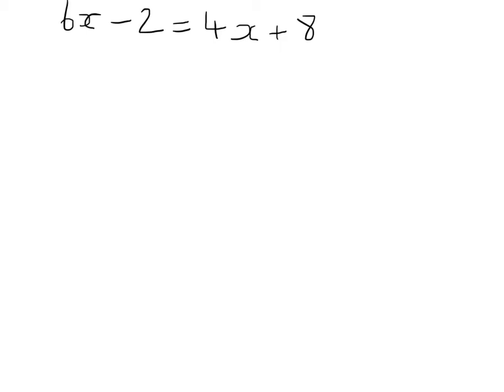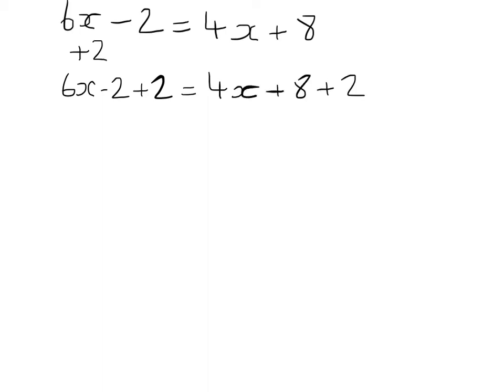So let's go. I want to get all the x's on their own on one side. Same thing, we're going for the same thing: all the unknowns on one side of the equals, nothing else. So let's get rid of this 2 first of all. To do that we must add 2, do the opposite. So 6x, take away 2, plus 2. Whatever we do to one side we must do to the other. Plus 2. That becomes 6x equal to 4x plus 10.